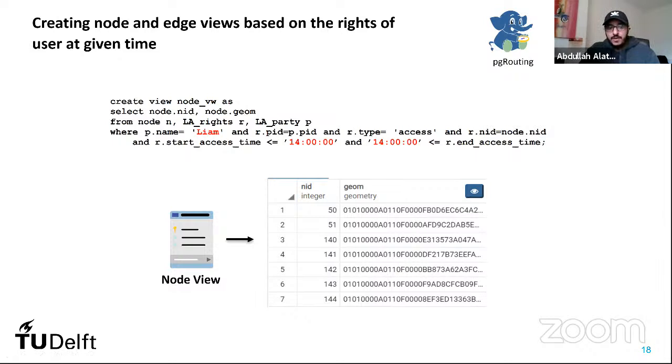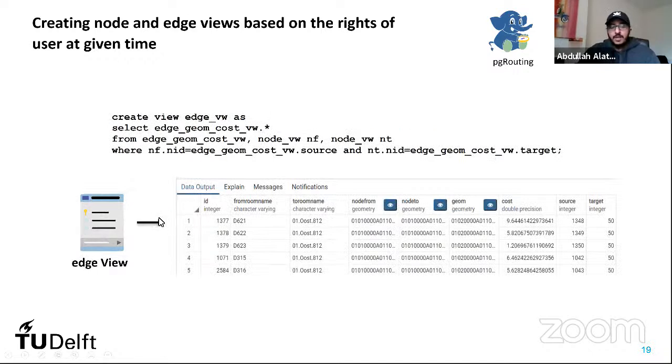After that, we have created a view for the node for each of the users. We have created this view for better maintaining of the database, because the cost of creating this view is much smaller than creating a table. So we have created the node view, and also we have created the edge view for each of these users.